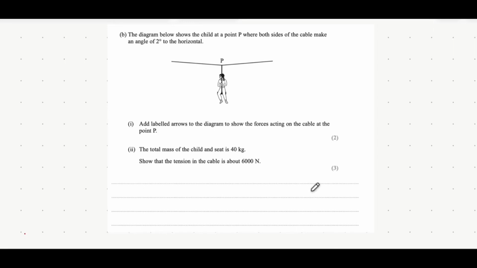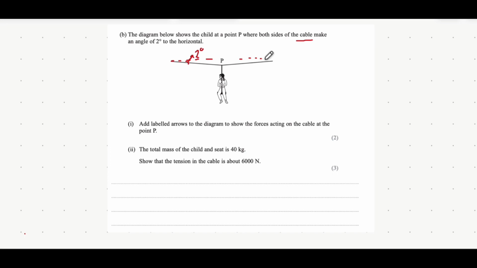In this video, we're going to use resolving forces and the fact that resultant force is 0 when a particle is stationary. So it's told us that there's a child at a point P and there's a cable holding that child in position, and also that cable is elevated at 2 degrees above the horizontal, meaning this angle here, a pretty small angle of 2 degrees.